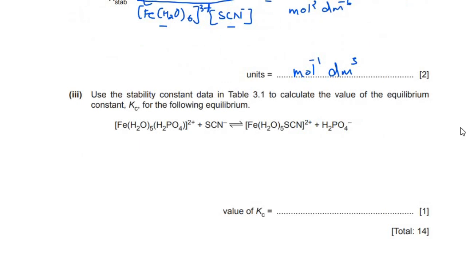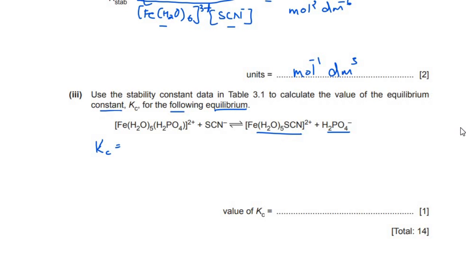If we go ahead with the next part, it says use the stability constant data in table 3.1 to calculate the value for the equilibrium constant Kc for the following equilibrium. Now if we find the Kc expression, again the numerator is going to be the products, [Fe(H2O)5SCN]2+ and H2PO4 minus, and the denominator is again [Fe(H2O)5(H2PO4)], with 2+ charge.